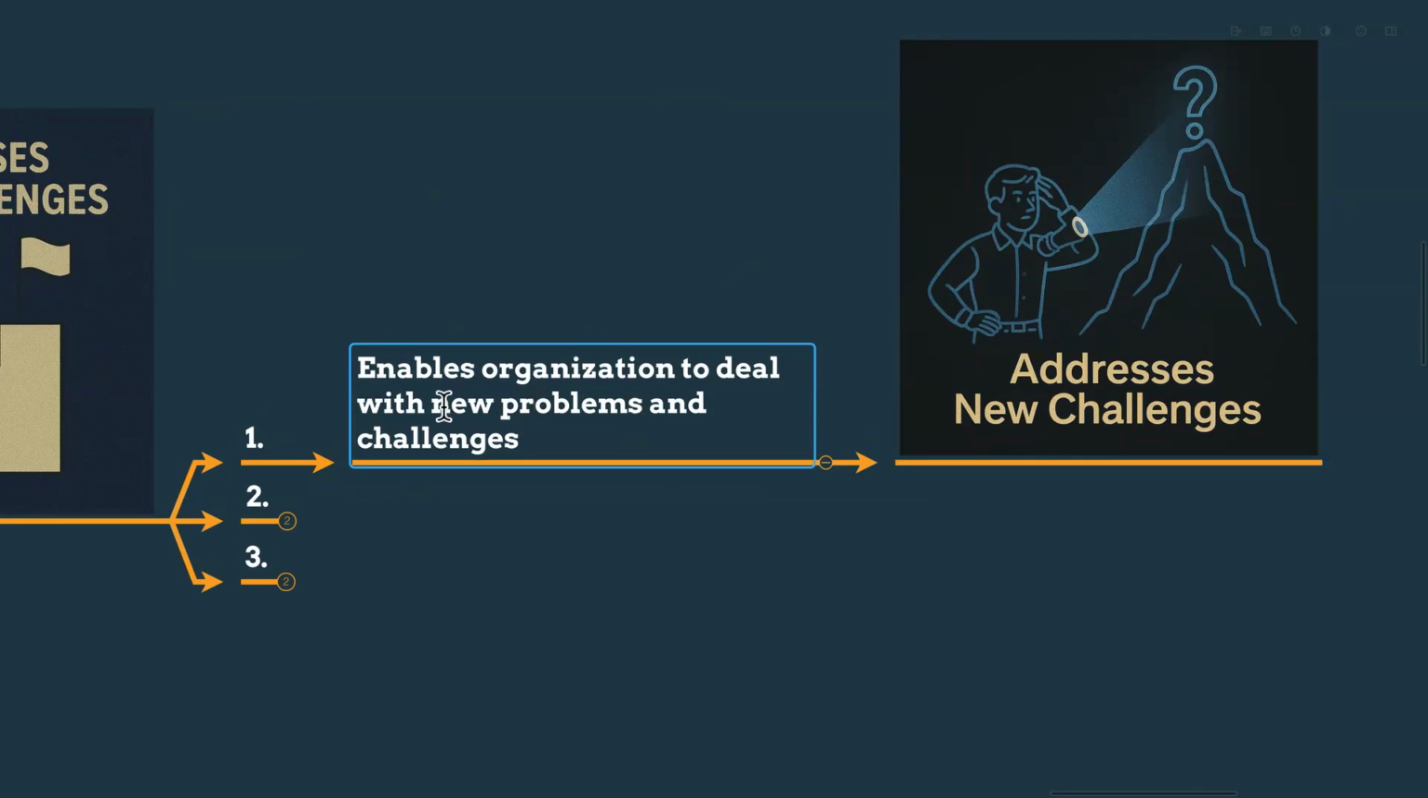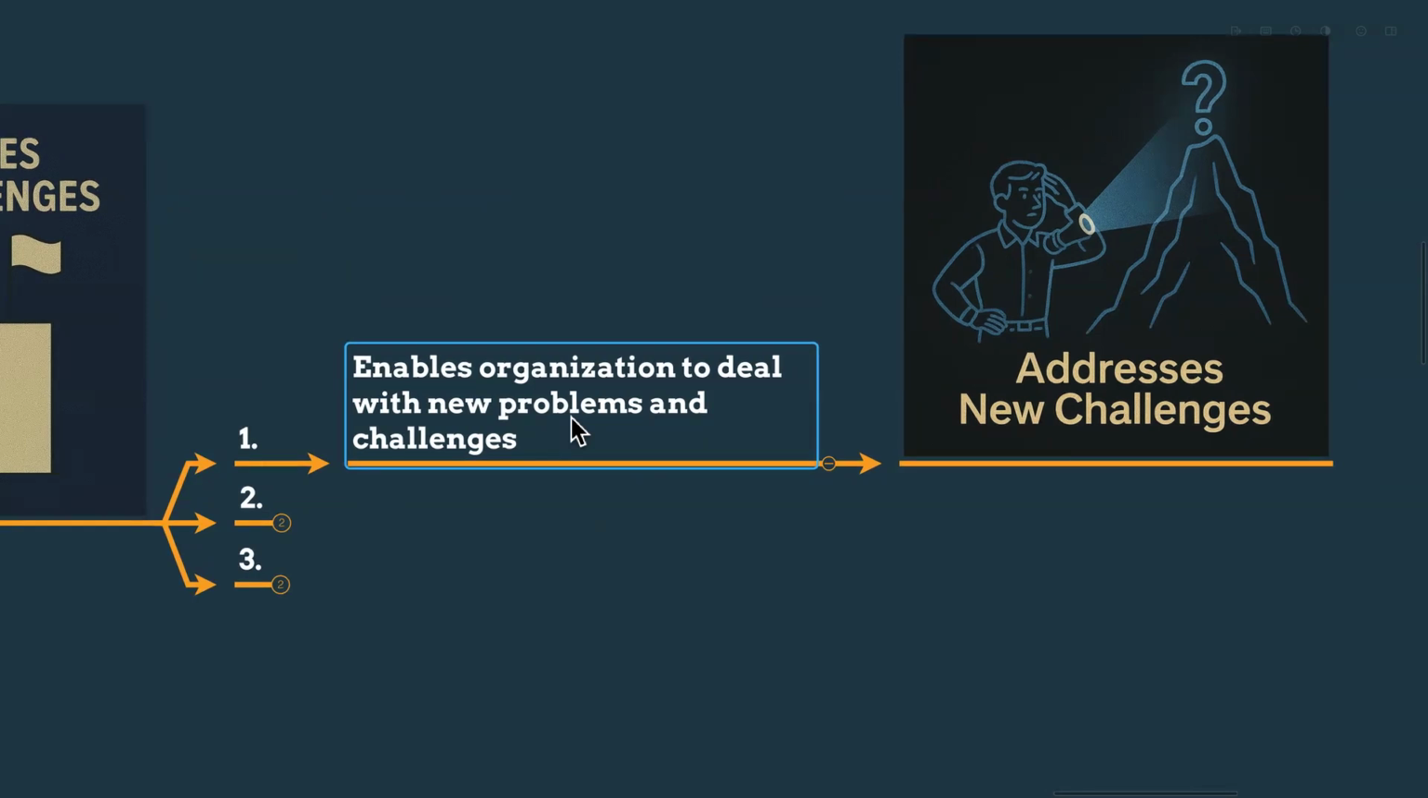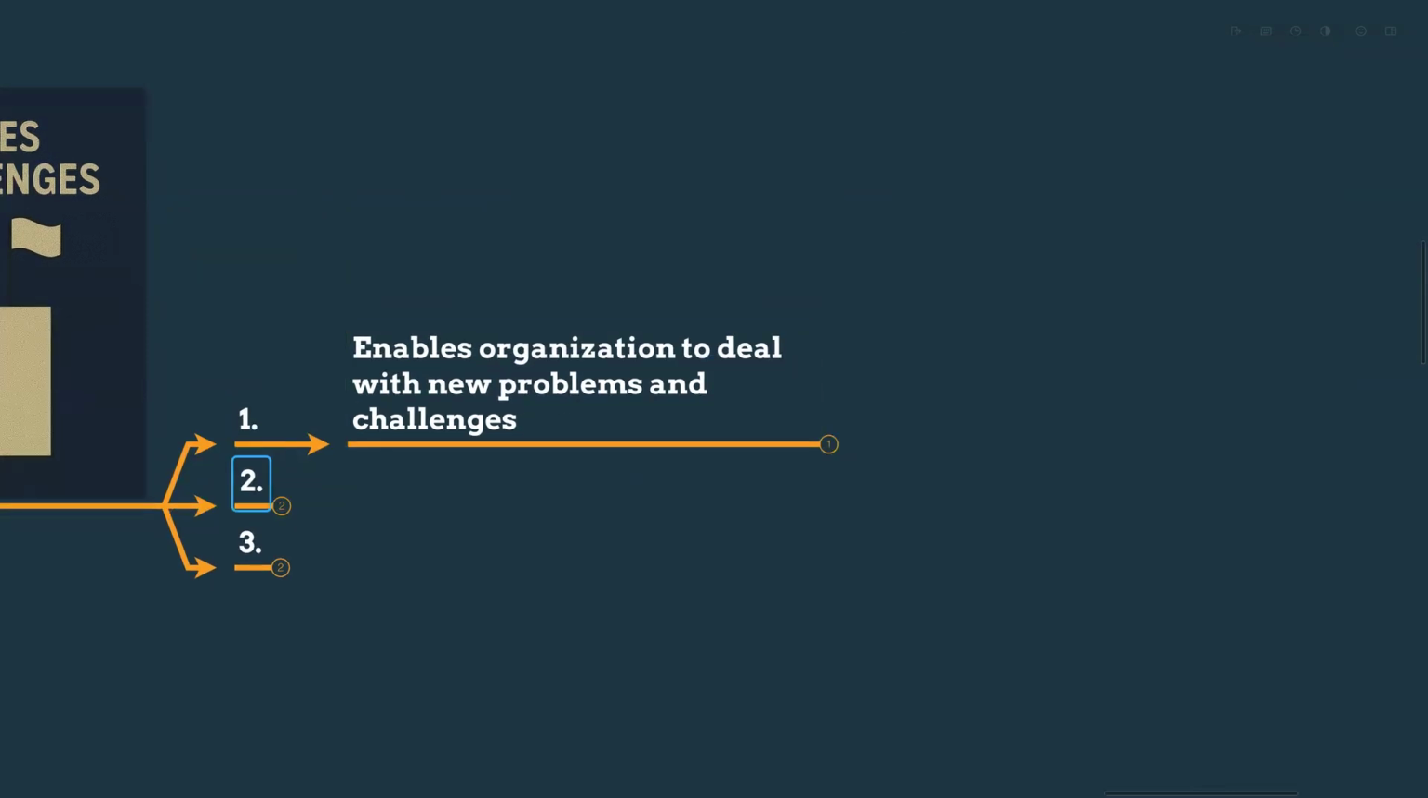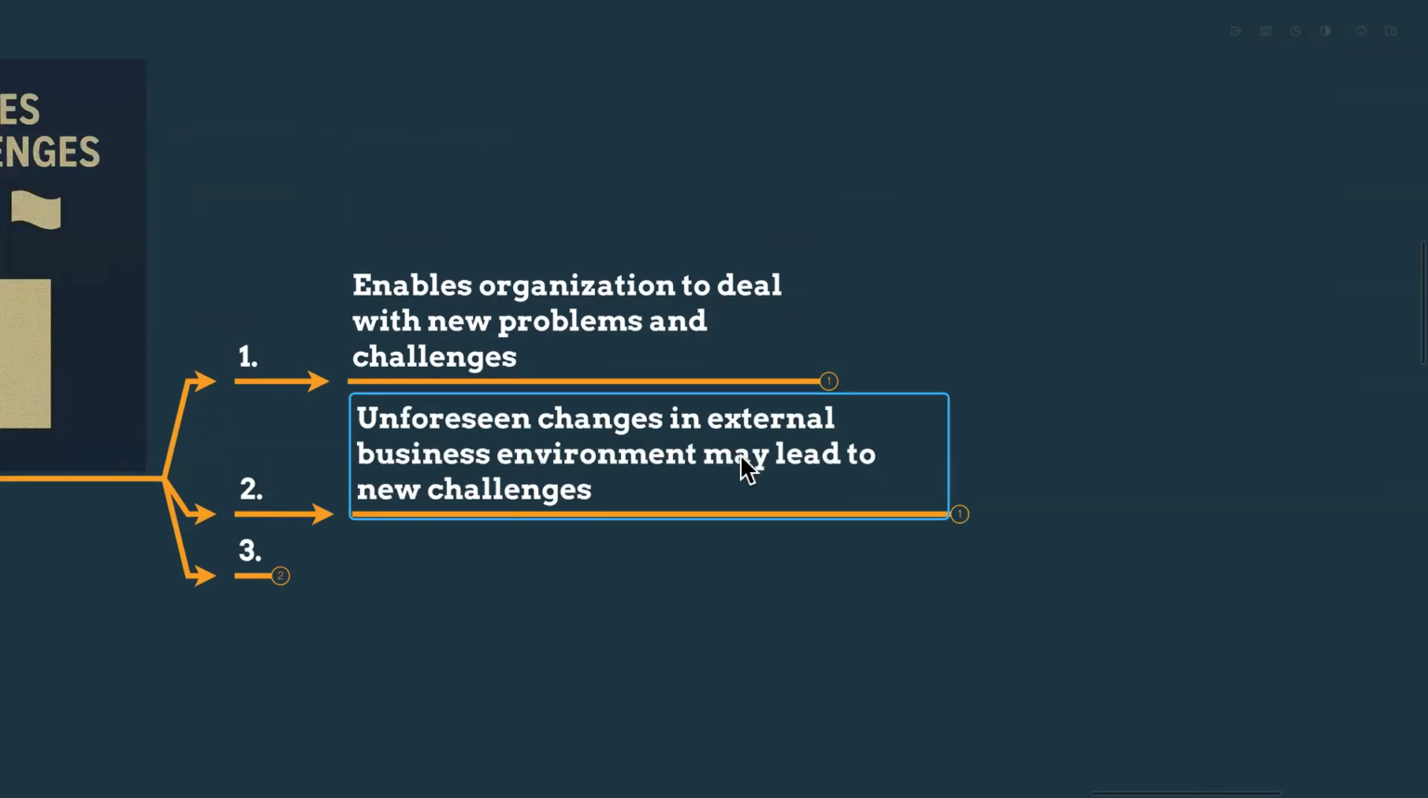So it enables the organization to deal with new problems and challenges. How? For example, let's take our very well-known story, COVID-19. When COVID-19 hit Sri Lanka, many businesses struggled. But for example, say you own a small restaurant near Colombo University and you made some smart decisions, right? Your challenge was COVID-19, but you made smart decisions and your business survived. That is, decision making enables the organization to deal with new problems and challenges.